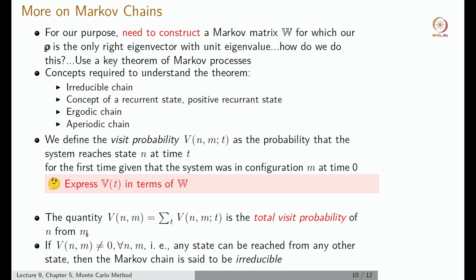So if the visit probability between any two configurations n and m is non-zero, then we say that the process is irreducible, and this is an important and critical concept, and it will turn out to be the main thing that we have to ensure.